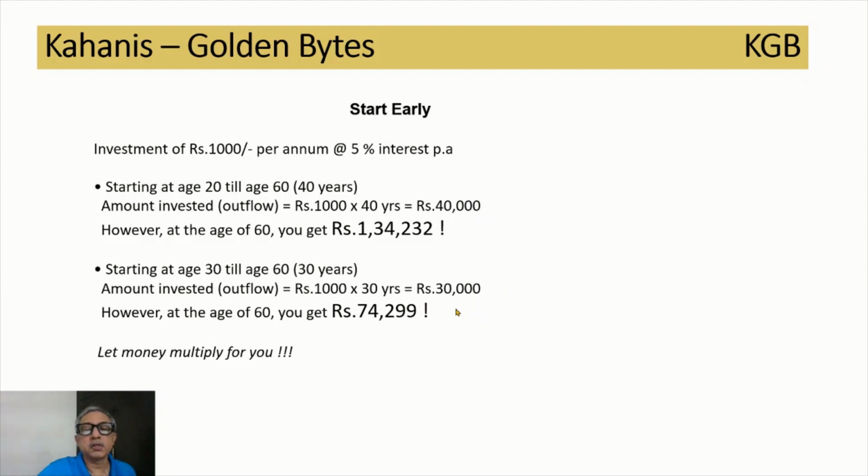However, when you compare the two returns, 74,299 to 1,34,232, you'll notice that 74,299 is not 75% of this return, but actually 55% of 134,232. So though you put aside or invested 75% of the amount, when you compare just the two returns, it is just 55% of the returns here.